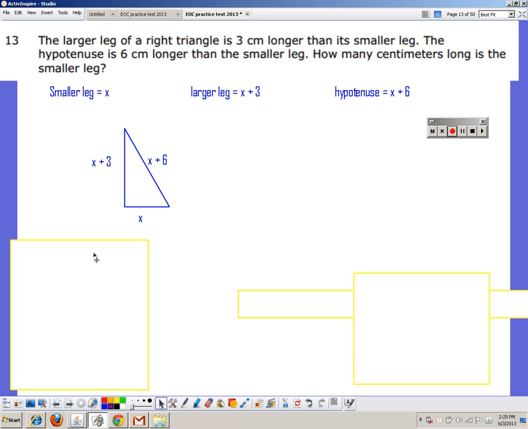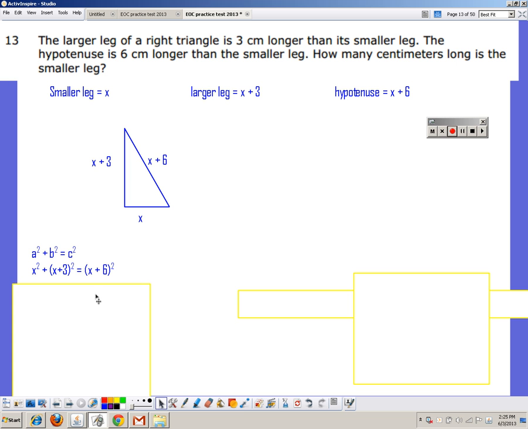So, since we're dealing with a right triangle, we're going to use our Pythagorean theorem. A squared plus b squared equals c squared. We're going to plug in our sides. Our legs are x and x plus 3. Our hypotenuse, which is c, is x plus 6. So we plug each of those sides into the Pythagorean theorem.